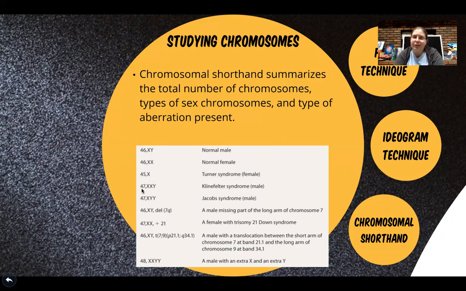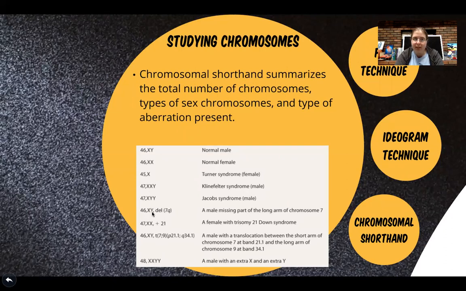47 tells us that there's an extra chromosome, and we see it's XXY, so that means that it is an extra sex chromosome, and this leads to Klinefelter syndrome. 47 XYY leads to what's called Jacobs syndrome.